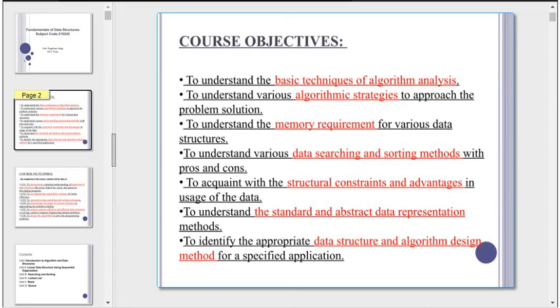The third objective is to understand the memory requirement for various data structures. We will see how the data structures require memory.